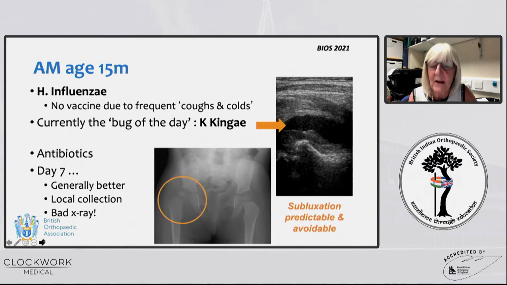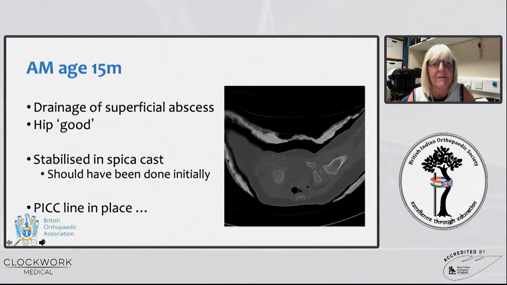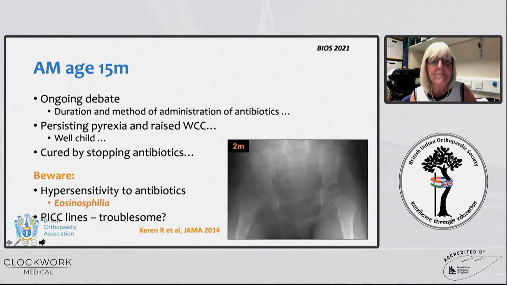This was predictable and avoidable had I actually seen beforehand the initial X-ray from St. Elsewhere's instead of the frog lateral view that I did in theatre myself. So we drained her abscess, the hip was looking good, we stabilized her in a spica cast, which we should have done perhaps initially, and she had her PICC line in place.